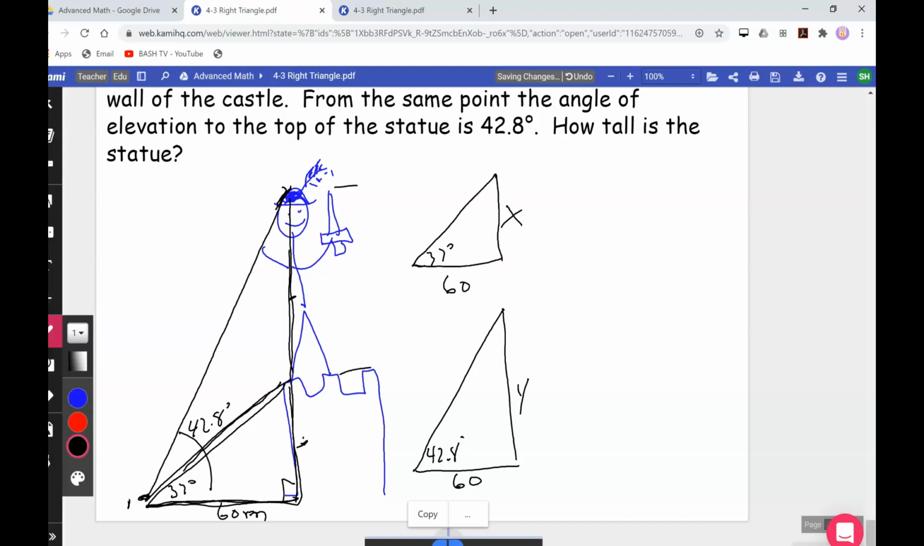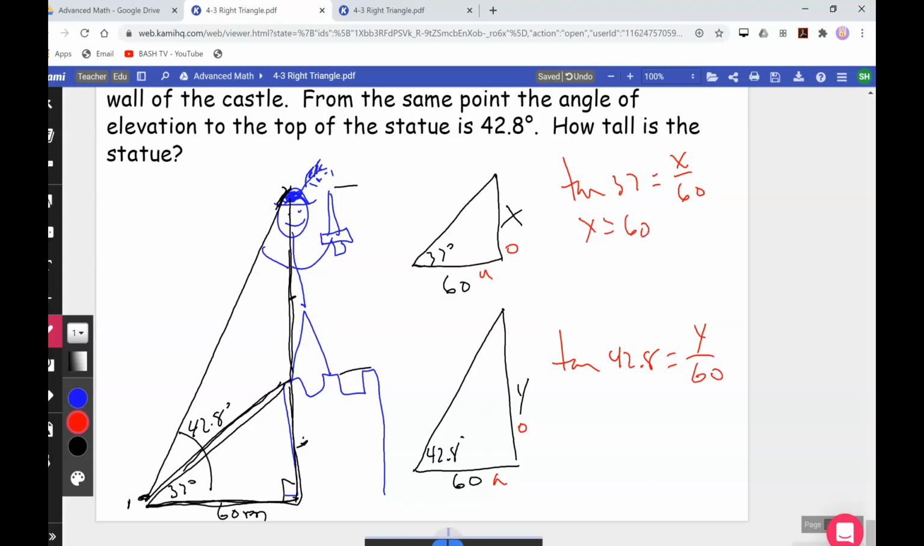What am I going to use? Well, if you're not sure, you can look here. This is O, this is A, O, and A. Yeah, tangent again. Now what we're going to try to find is that. So when we find y and x, then we subtract them to get the height of my statue. So we have tan of 37 equals x over 60. Here we've got tan of 42.8 equals y over 60.